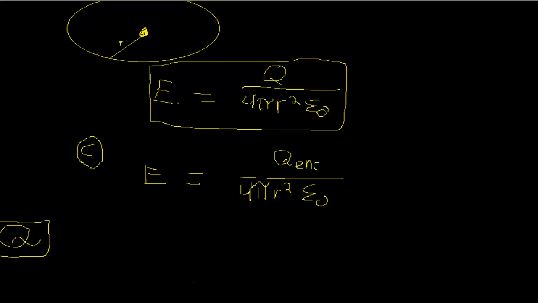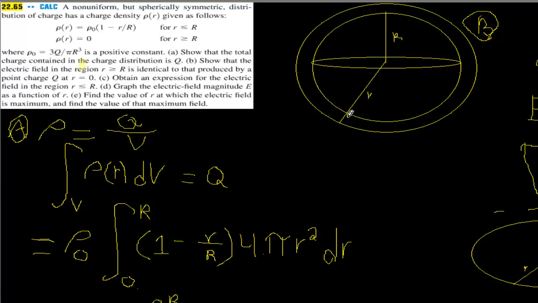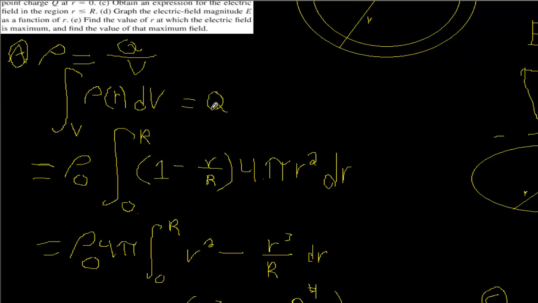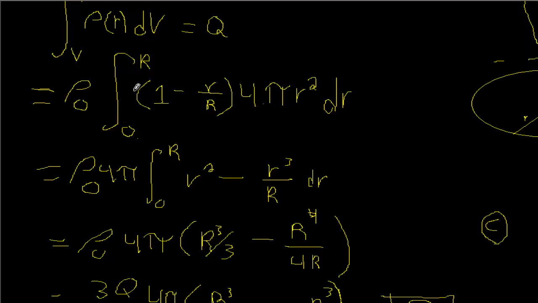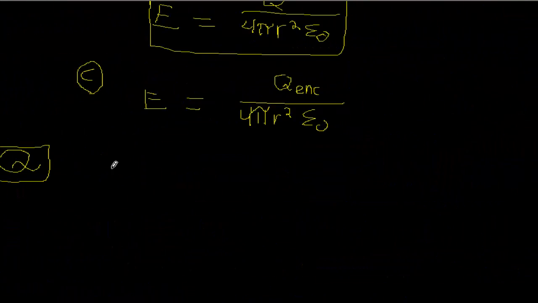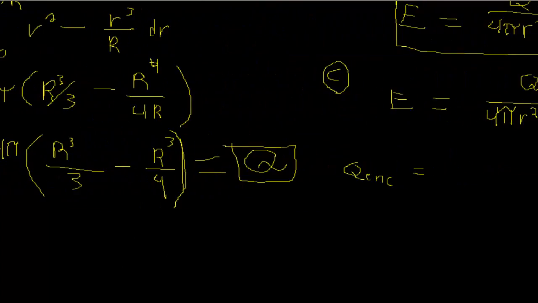And to find the Q enclosed, we'll do exactly what we did in part A, which was we integrated from 0 to big R, the radius of the entire volume, in order to find the charge. Whereas this time we're just going to integrate from 0 to little r, which is going to be inside the volume. So we can just change our integration limits and come up with an expression for the Q enclosed. So here we can write that Q enclosed is equal to, actually let me go back and look at it, rho naught times 4 pi.